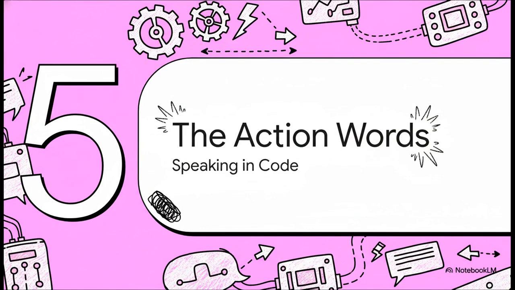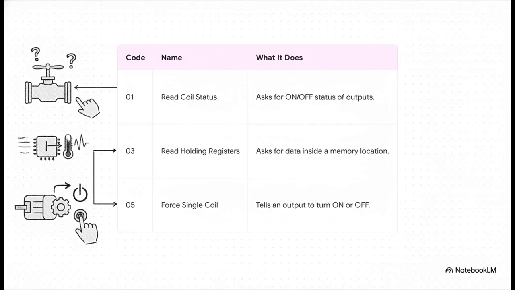Okay, so we've covered the grammar, we've covered the dialects. Now let's get to the fun part, the vocabulary. These are the actual action words, the function codes that make things happen. Yeah, just think of these function codes as verbs. For example, code 01 is basically the verb to read the status of something, like asking, is this valve open or closed? Code 03 is also to read, but it's for reading a value inside a memory location, like a temperature reading. And then you have something like code 05, which is the verb to force, as in telling a motor to turn on right now.